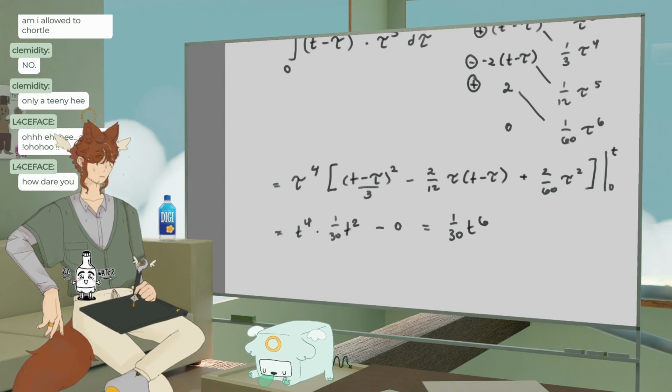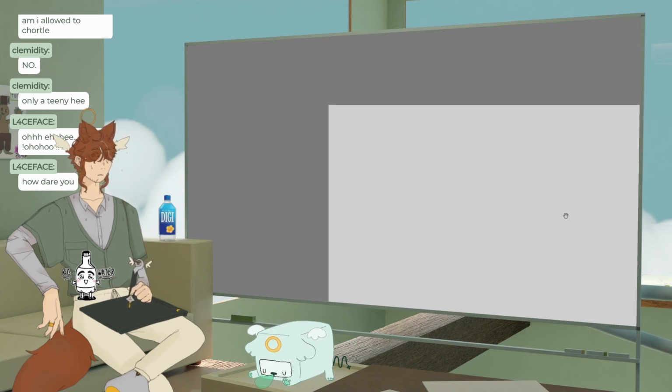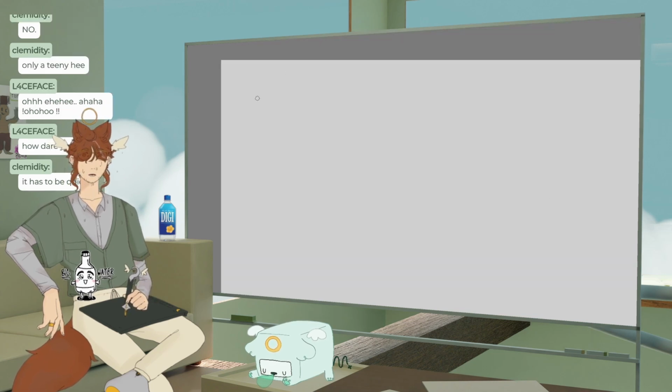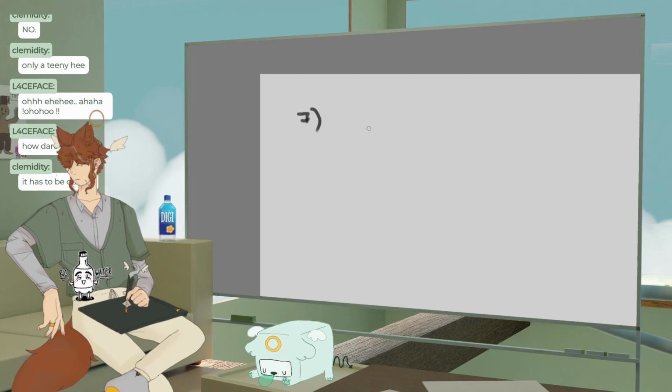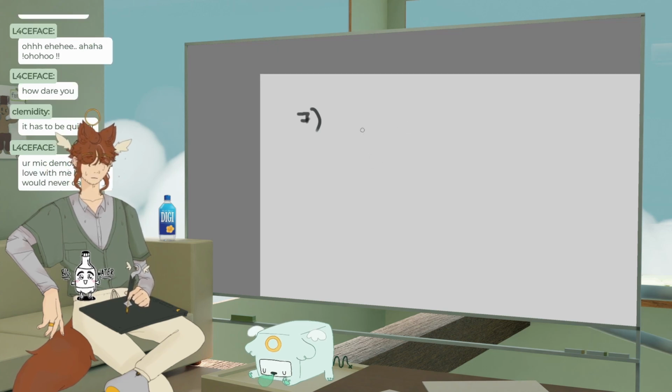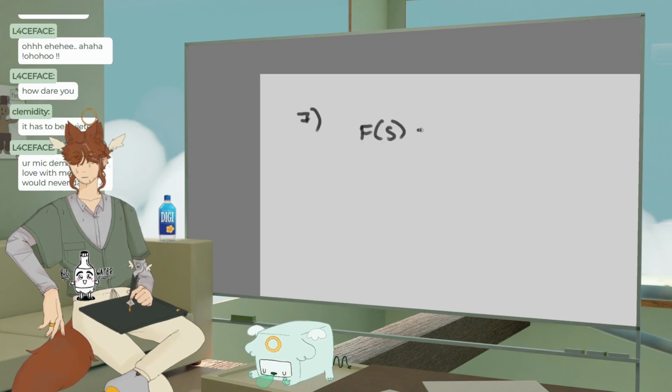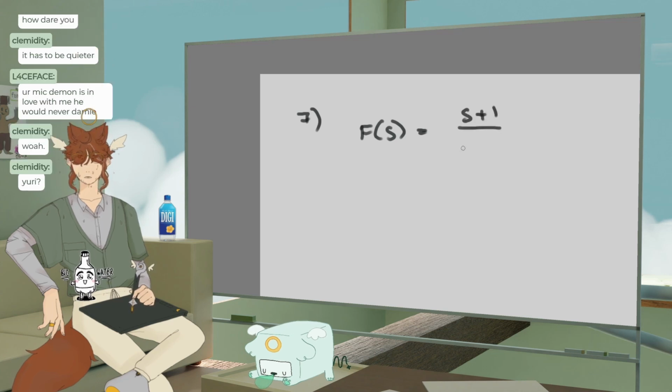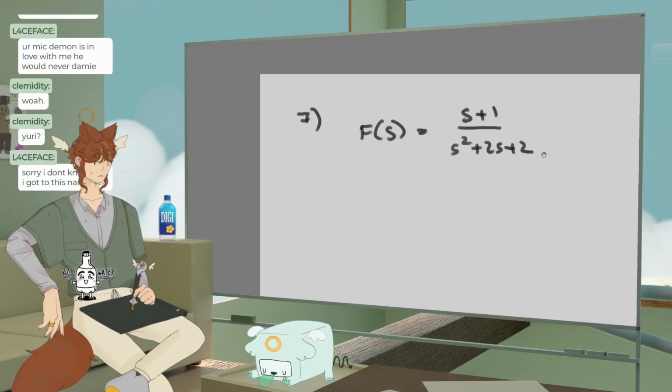Ooh, we get to do a convolution integral. I love it. Convolution integrals are so fast. They're so sick. They're so awesome. I don't know what this is. F of s. Okay, big F of s equals s plus 1 over s plus s squared plus 2s plus 2.